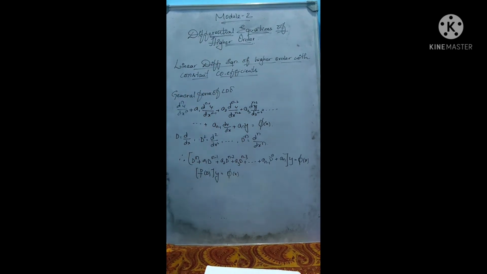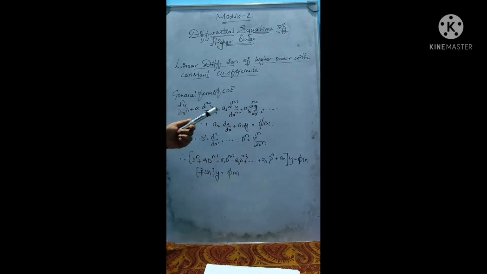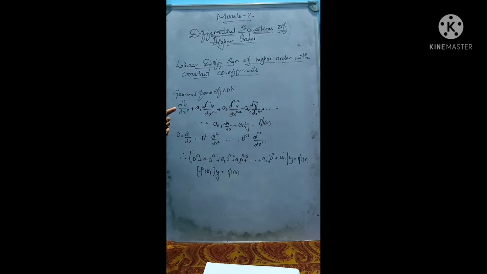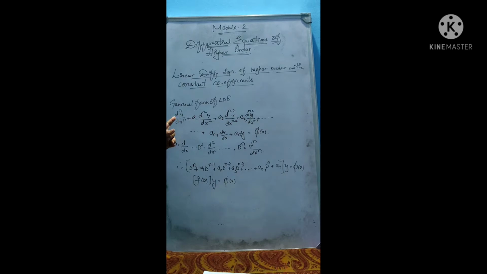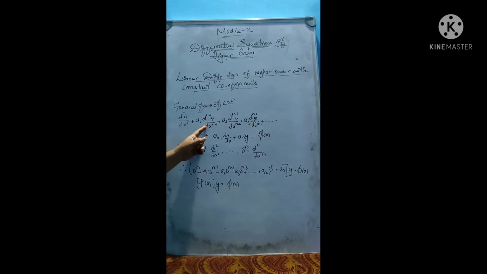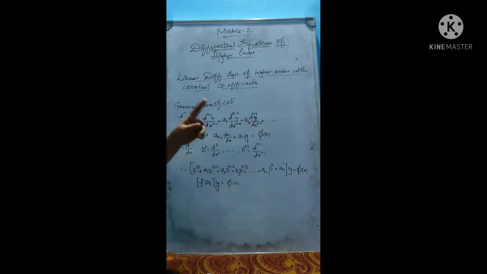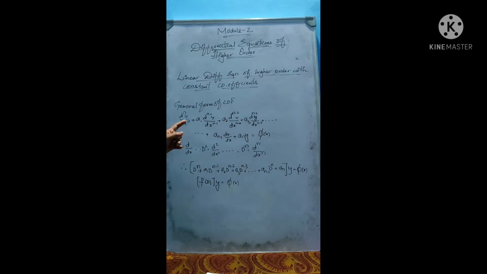So, linear differential equation of higher order with constant coefficients. I'll tell you what that is. What do you mean by that? So, look at this general form of this LDE. This is an LDE whose degree is 1. So, why do you call it an LDE? Because the degree of every particular derivative here is 1. First thing. Second thing, it is of higher order, nth order derivative.